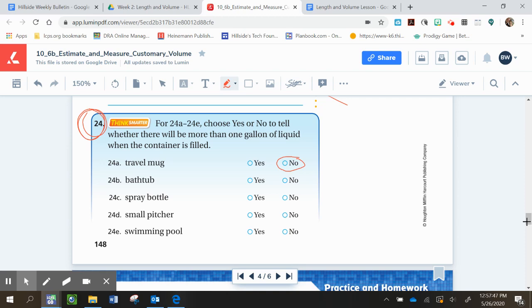A bathtub, definitely yes, that's more than a gallon. A spray bottle, I'd say no. A small pitcher of water, more than a gallon, less than a gallon. If there was an about a gallon, I would say about, but I'm going to say for a small pitcher, no. But for a swimming pool, I would definitely say yes, more than a gallon.